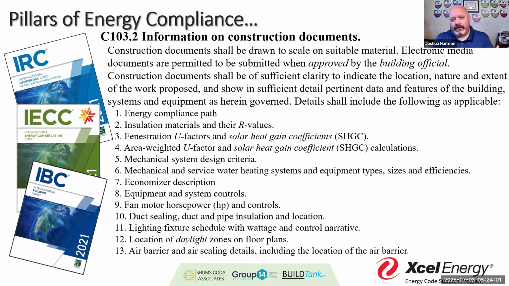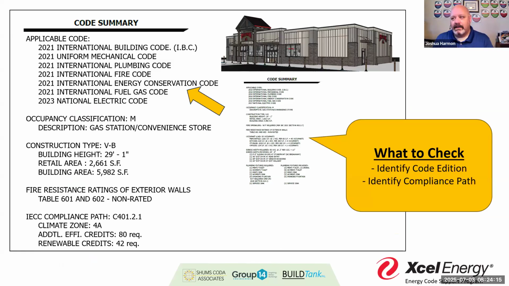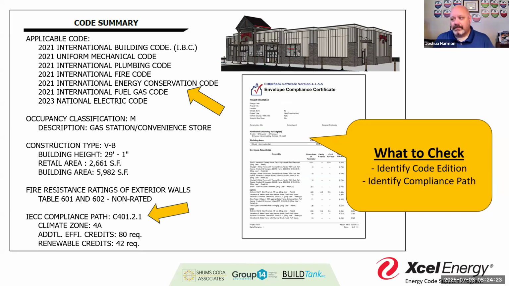So we know that the code identifies, both for residential and commercial, but we're looking more at commercial today, the different expectations of information supposed to be provided on those construction documents. And again, not to beat the dead horse, compliance path is number one on that list. And so it's important that we identify what we're looking for in those buildings, right? So identify the appropriate code, identify the appropriate compliance path.